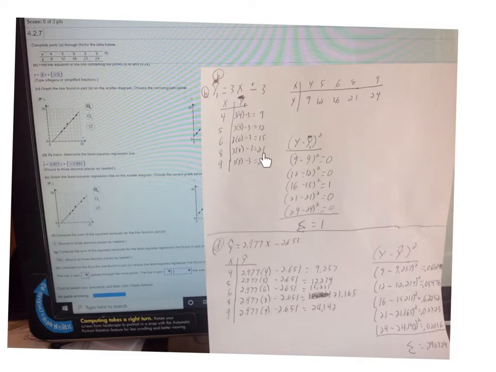21 minus the next one, 21, square that, that's 0. Take the last one, 24 minus 24, square that, 0. So then you want to total those, and you get 1. And I don't know whether you can tell, but that's 1 there.